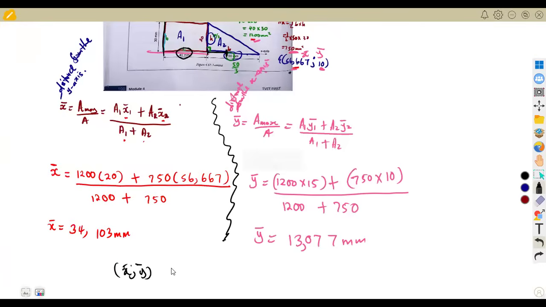So as at the last point, this must be a point, the coordinate. What is the x value? We obtained the x value as 34.103, and the y value is 13.077. So this is the coordinate of the centroid.